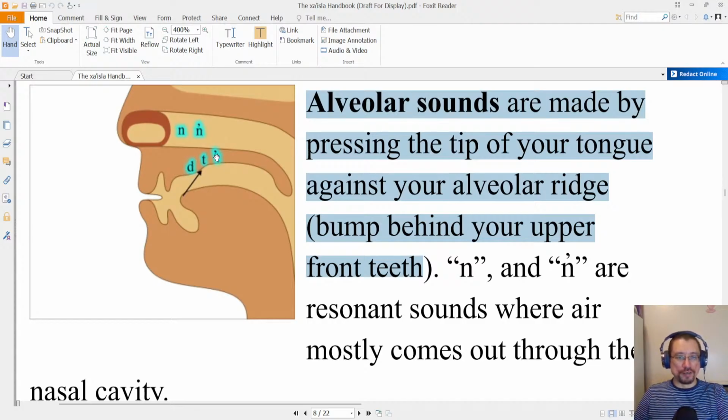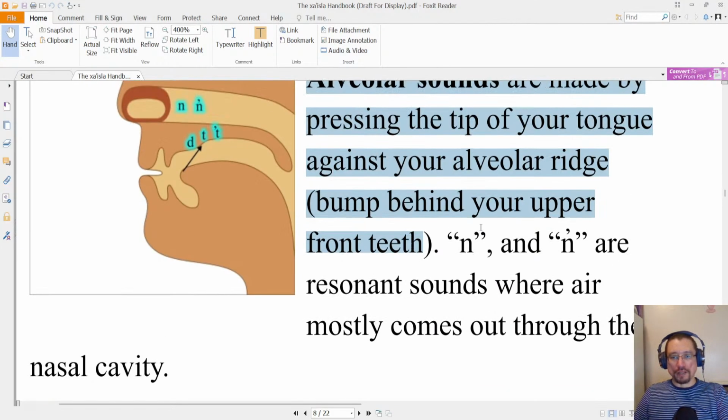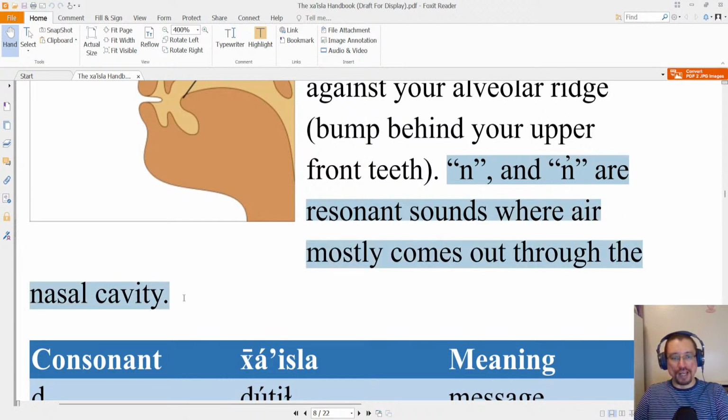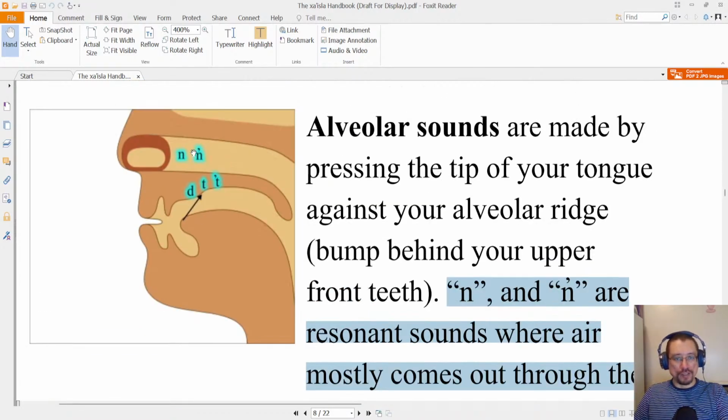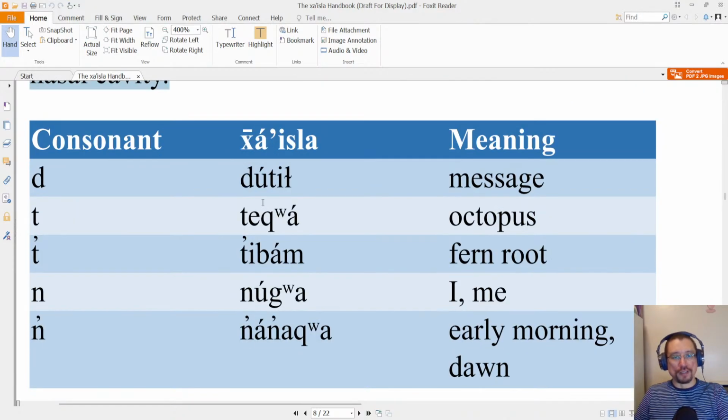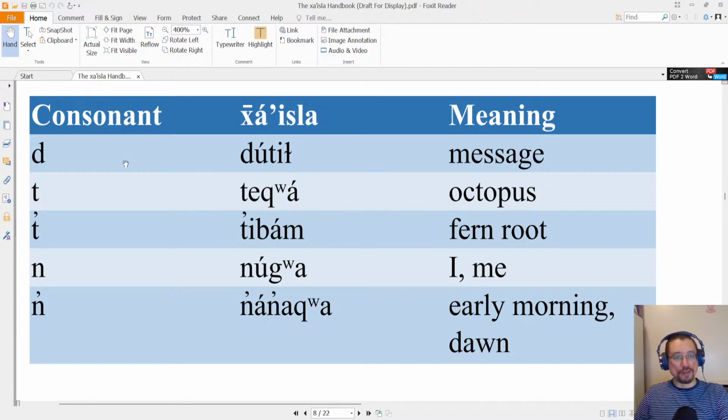See these letters here? We'll get to those in a second. Those are the regular alveolar sounds. We have a regular letter N, and we have a glottalized letter N. These are resonant sounds where the air mostly comes through your nasal cavity. That's why these two letters are up here, because this is your nasal cavity. This is where the air is going to be coming out when you make these sounds. With these other three, the air is going to be coming out through your mouth.